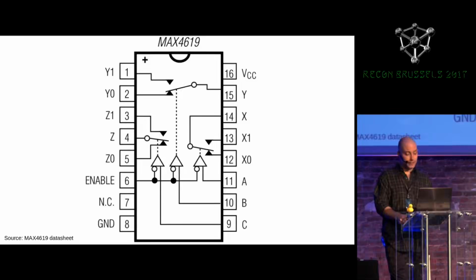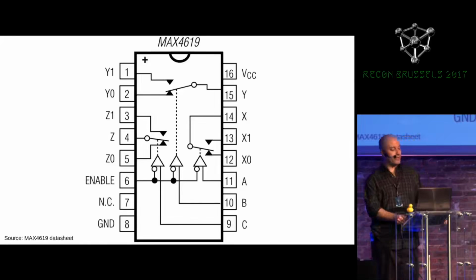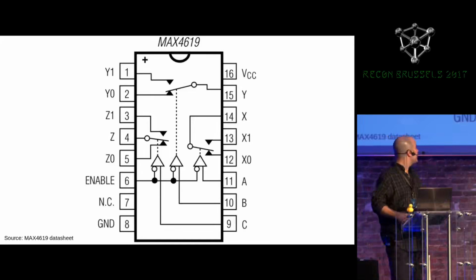It really is just 3 switches inside. So we have 3 inputs, Y0, Y1, X0, X1, Z0, Z1, and then the 3 outputs are the X, Y, and Z outputs. And the controls for these switches, which select the 0 input or the 1 input, are A, B, and C. There's also an enable pin, which if you hold it low, then the MAX 4619 will output voltage to the chip. If we release that high, then it won't have any output to the chip at all. So we can actually use this to completely cut off the power supply to the chip.